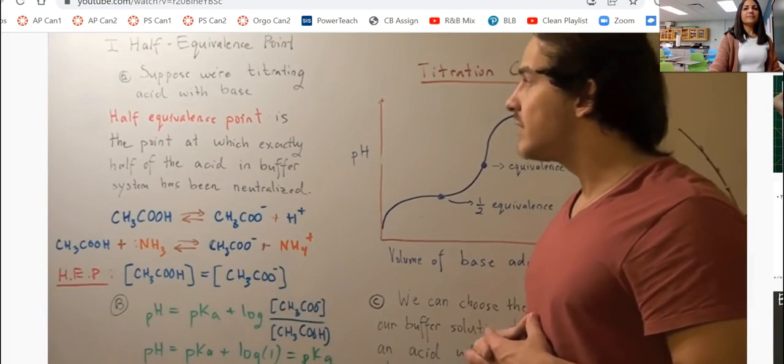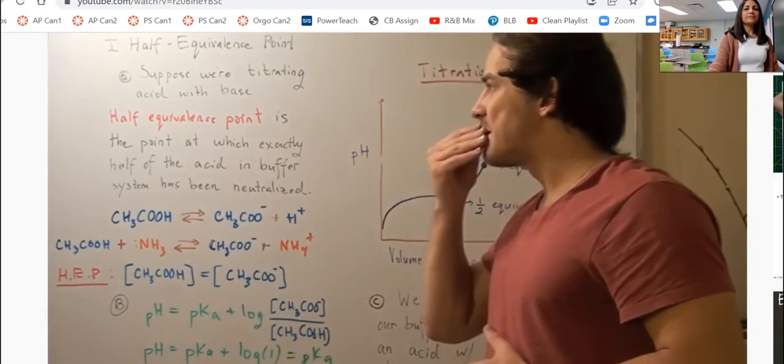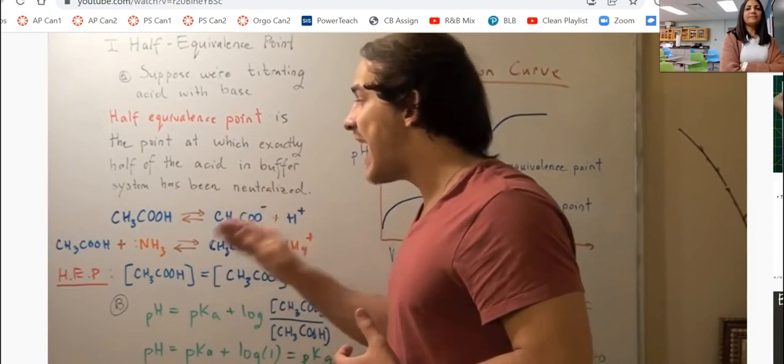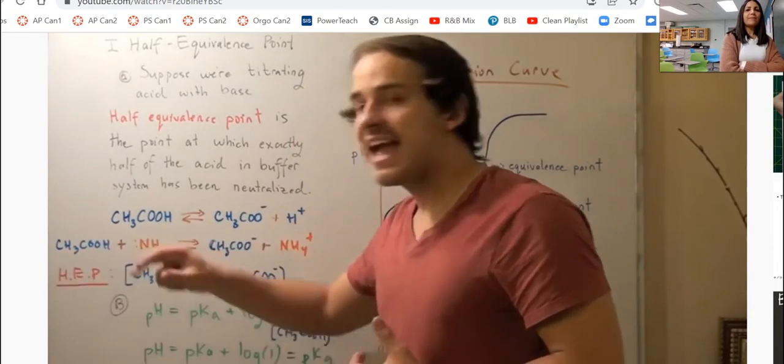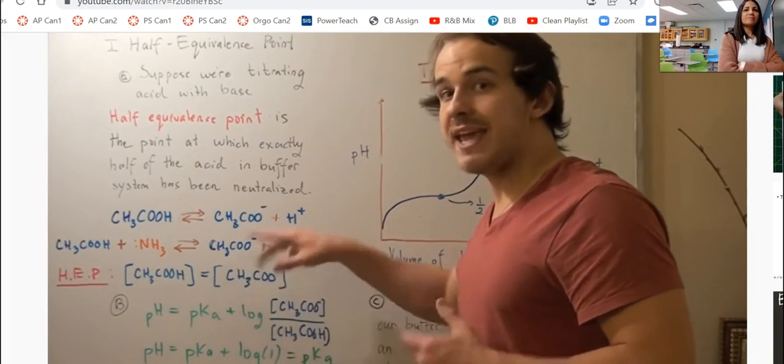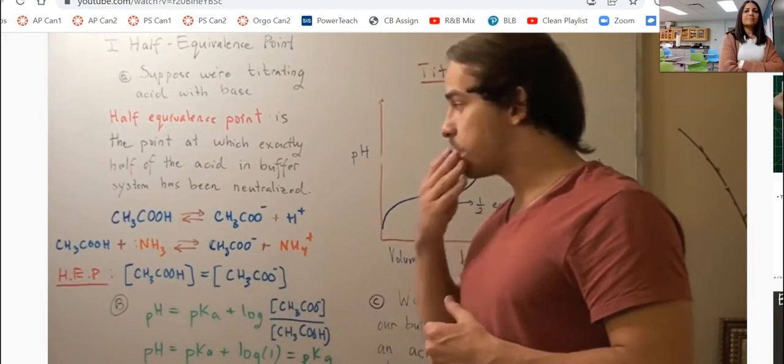Now, so let's look at this definition again. The half equivalence point is the point at which exactly half of the acid, exactly half of this guy, has dissociated into this guy, aka has been neutralized.